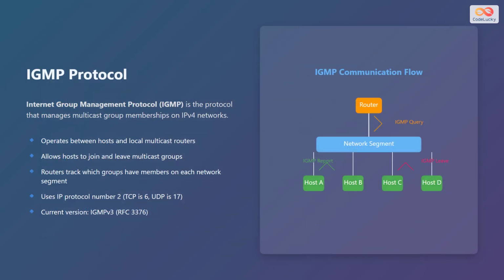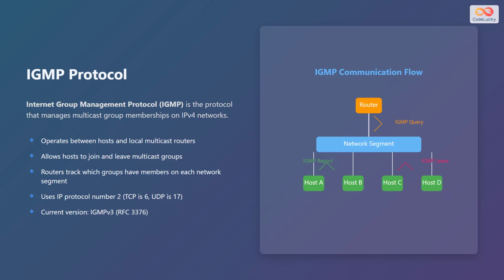Let's explore the Internet Group Management Protocol, or IGMP. The Internet Group Management Protocol is the protocol that manages multicast group memberships on Internet Protocol version 4, or IPv4 networks. It operates between hosts and local multicast routers, allowing hosts to join and leave multicast groups. Routers track which groups have members on each network segment.